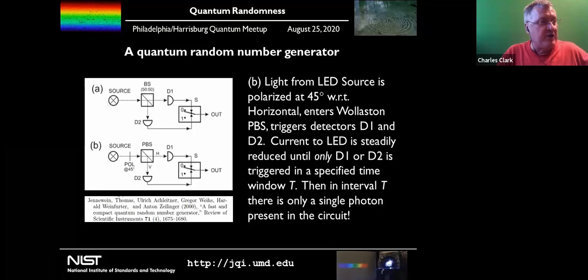Usually you don't get any prizes for turning the lights off, okay? If there's no light from the LED, there are going to be no counts. But if you reduce the current going into the light emitting diode, into the source, gradually, then for a high light flux from the source, counters D1 and D2 are going to be firing all the time. But as you reduce the intensity of the light, you approach a regime in which only one photon is going to be present in the beam splitter. And then you're only going to get a count in D1 or a count in D2. So programmatically, if you're careful, you're almost guaranteed to get into a regime where you're self-validating that you have only one photon in the beam splitter at any one time.